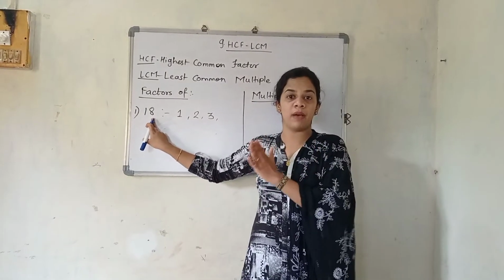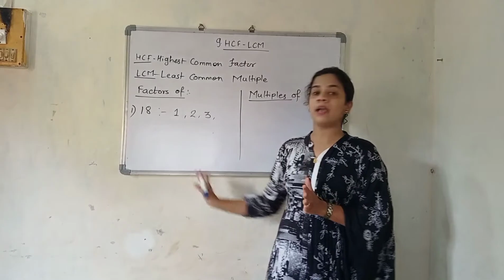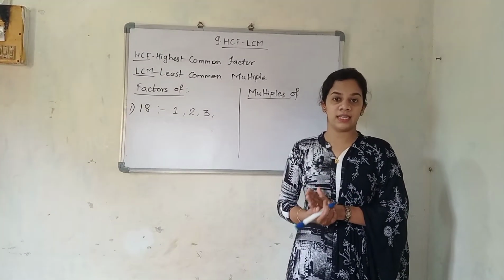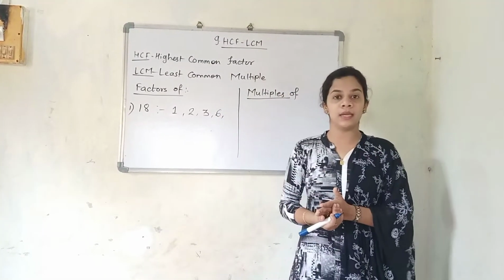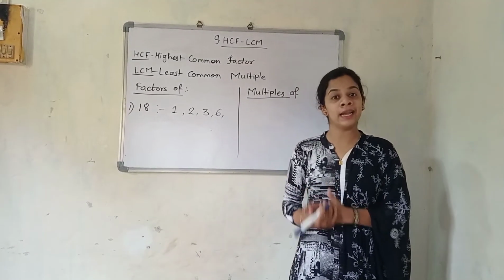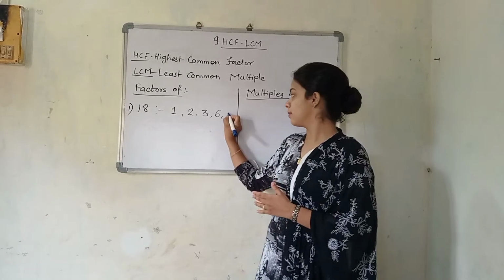We are going to see step by step. 5. In 5's table 18 never occurs. So 5 is not a factor. Then 6. In 6's table does it occur? Yes. 6 3s are 18. So we are going to take 6 here. In 8's table or 7's table, do you know if 18 occurs? No. In 7 also not and in 8 also not. 9's table, yes. 9 2s are 18.